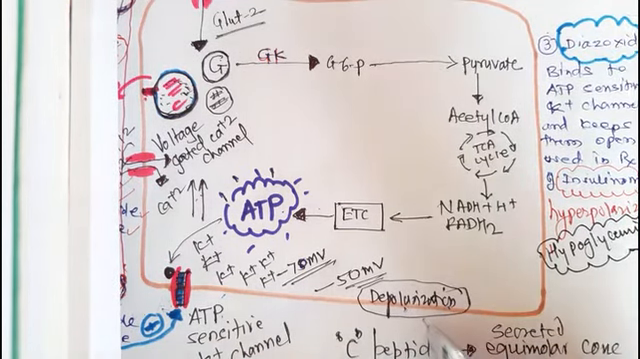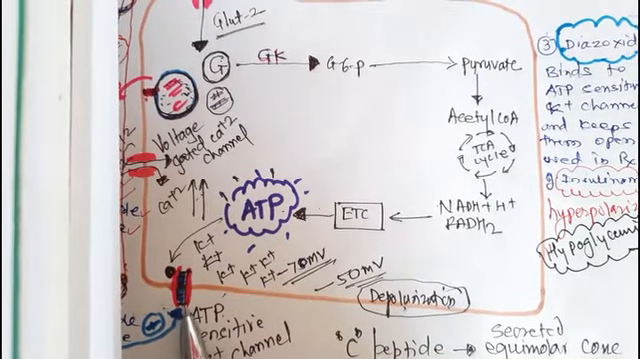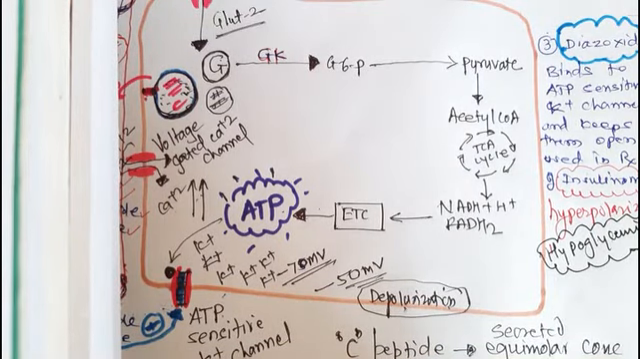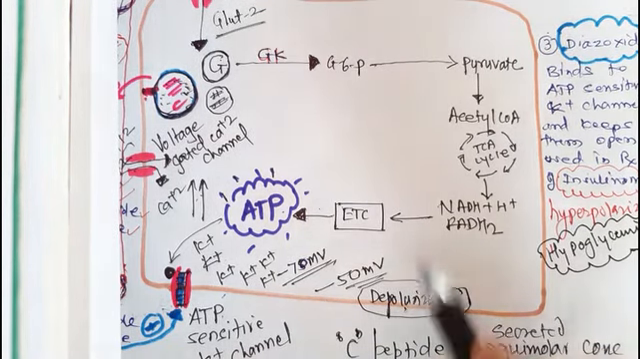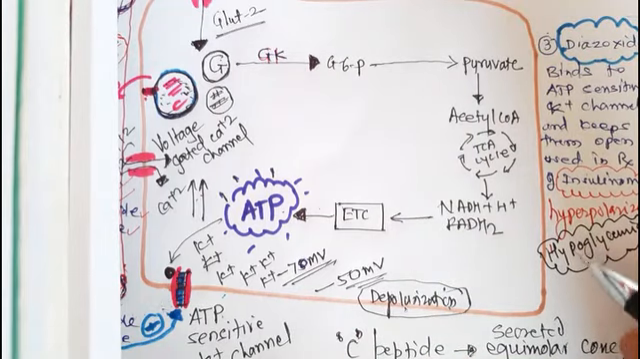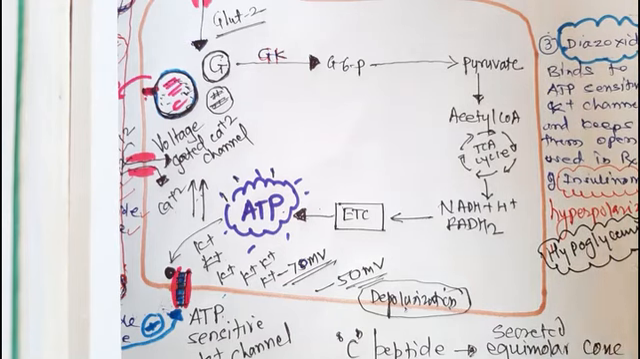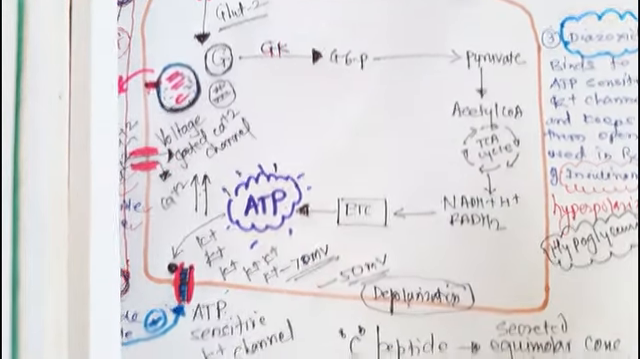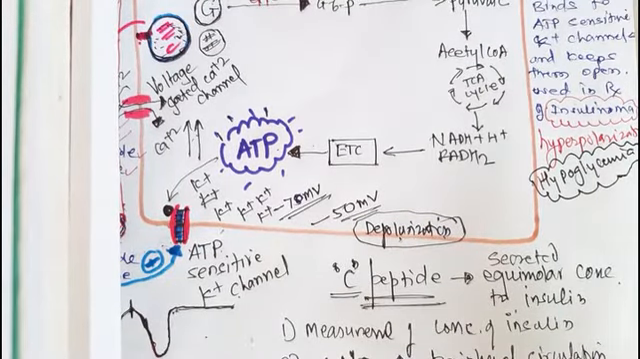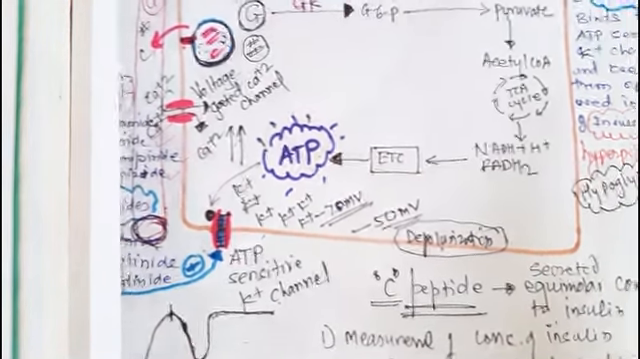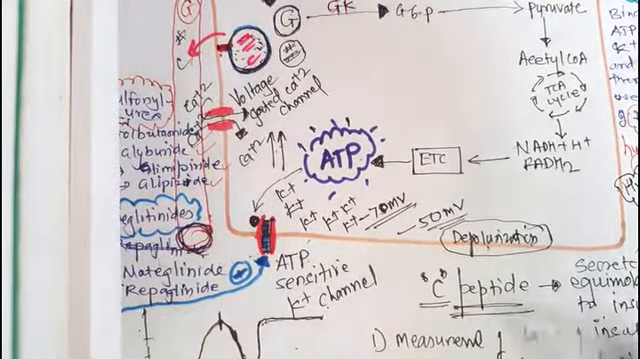which causes hyperpolarization of the membrane by keeping the ATP sensitive potassium channel open, and that will prevent the secretion of insulin. It can be used for the treatment of insulinoma, that is, the tumor where there is hypersecretion of insulin. So this is about the drugs used for the treatment and how they act.